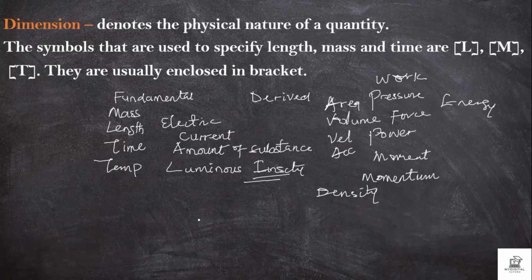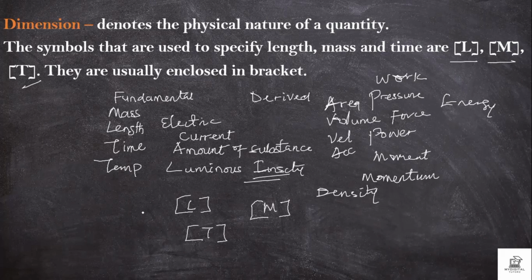So the symbols that are used to specify length, mass, and time are capital letter L for length, capital letter M for mass, and capital letter T for time. They are usually enclosed in brackets. Sometimes we can just write without enclosing it, but the appropriate thing to do is to enclose it in a bracket. So for dimension of length, we enclose capital letter L. Dimension for mass, we enclose in a square bracket, and that of time is this.